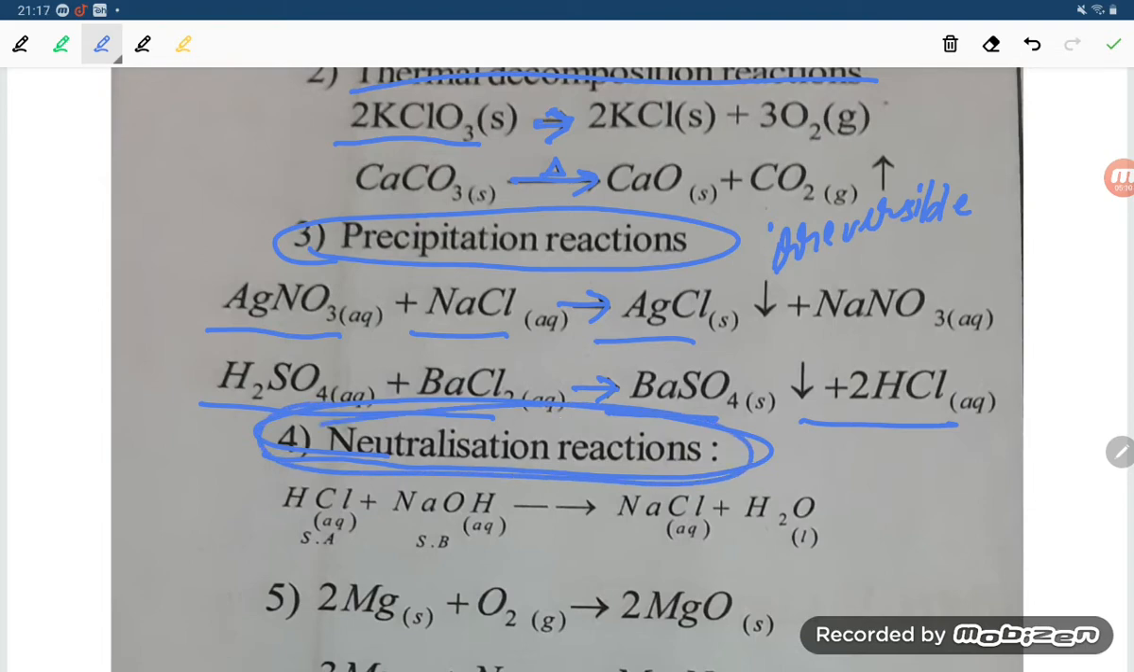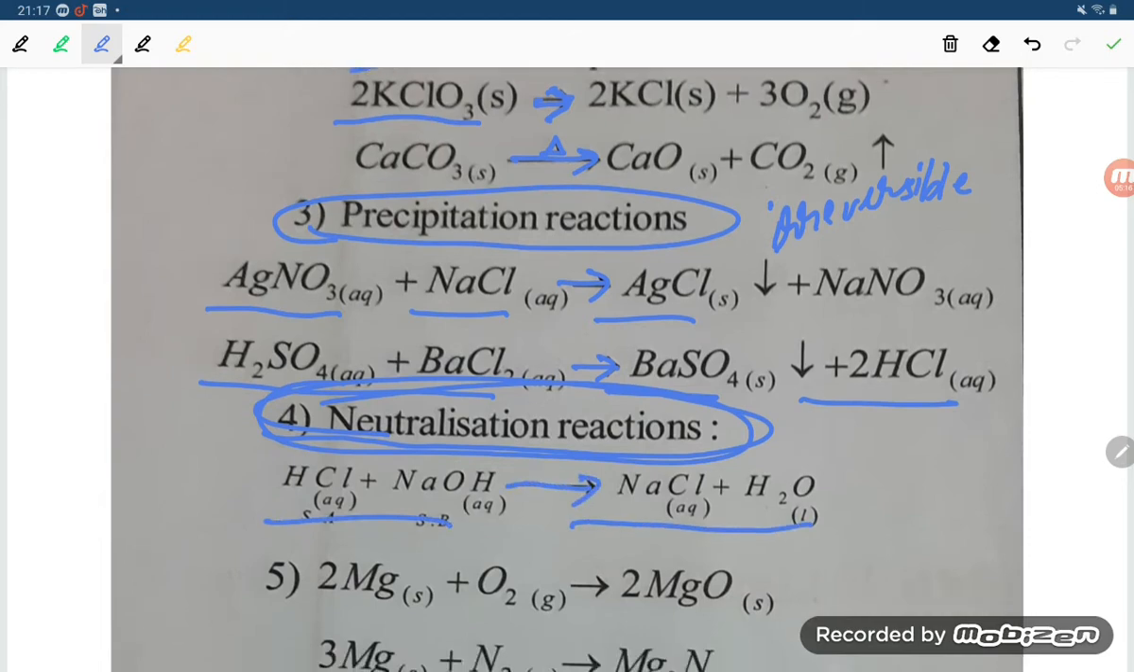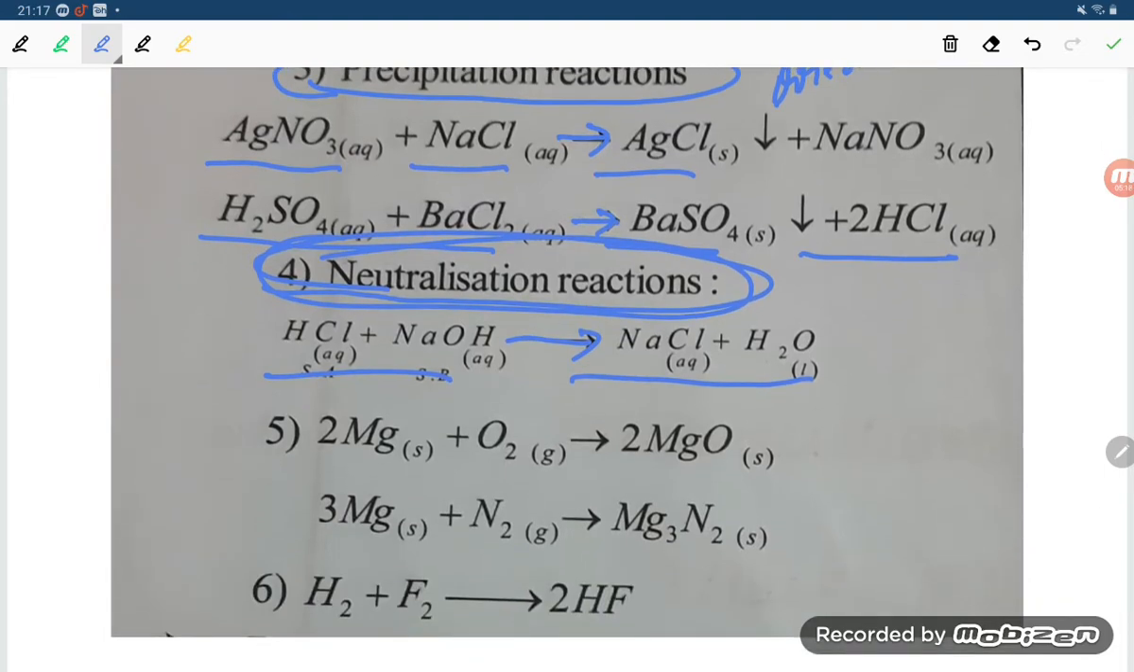That is, an acid and base reaction forms salt plus water. It will never return back to the acid and base again. That is what a neutralization reaction is; it is also irreversible.